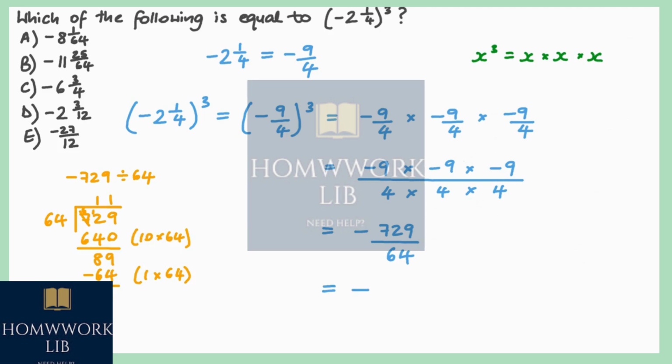So for our mixed number answer to negative 729 over 64, we can start by restoring our negative. The 11 is the whole number answer. The remainder of 25 will be the numerator of our fraction, and we put 64 as our denominator since it's the number we divided by and the number of parts in our fraction. So our answer then is the one given in option B, negative 11 and 25 over 64.